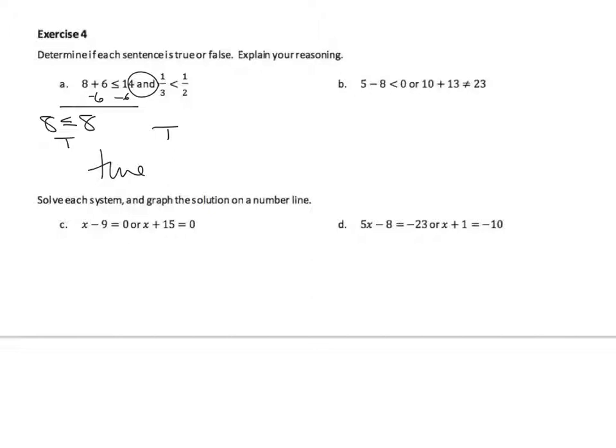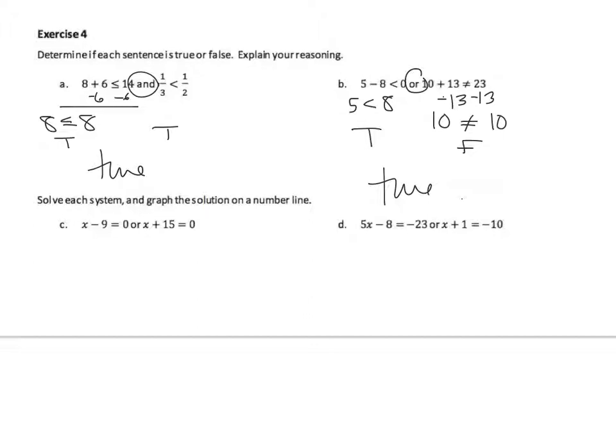So if I add 8 to both sides, I have 5 is less than 8. Subtract 13, 10 is not equal to 13. Sorry, 23 minus 13 is 10. It's an or statement. This one is true, this one is false. Therefore, the whole thing is in fact true because it has to be one or both.